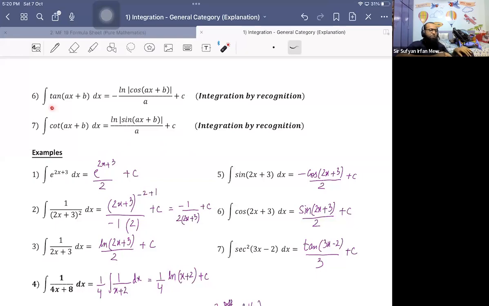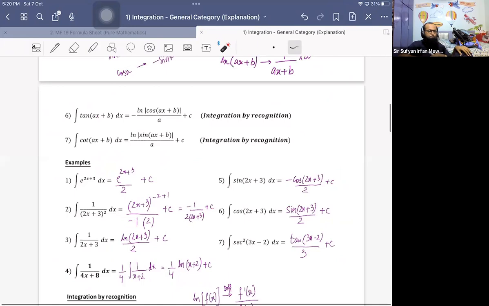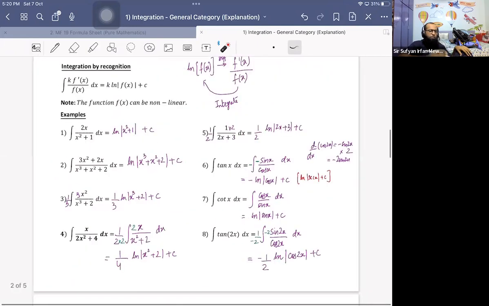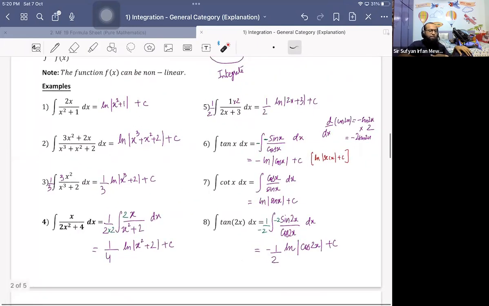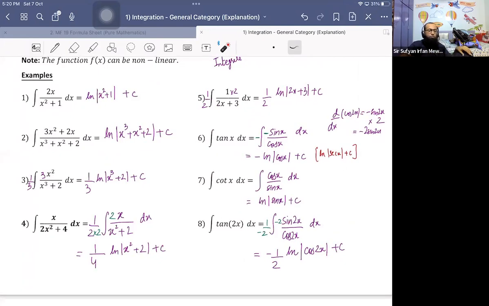So tan ax plus b is negative ln cos ax plus b upon a plus c, and cot ax plus b is ln sin ax plus b upon a plus c. How have they been obtained? They have been obtained using integration by recognition. Right? So all 8 examples have been thoroughly explained, and the 6th and 7th rules that I left previously have also been explained, that they have been derived using integration by recognition.